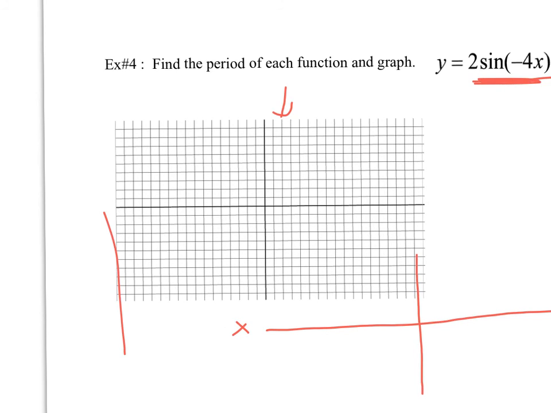I would also recommend in your notebook you put a table, and then you put some key points, and don't forget your period is going to be 2 pi divided by b, and that b would help you because in this case it's -4. Okay, and period technically is absolute value, so you're going to get a negative for this one, but period is a length, so it's going to be a positive number, so kind of ignore the negative.